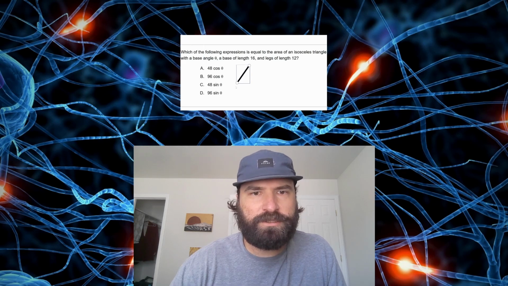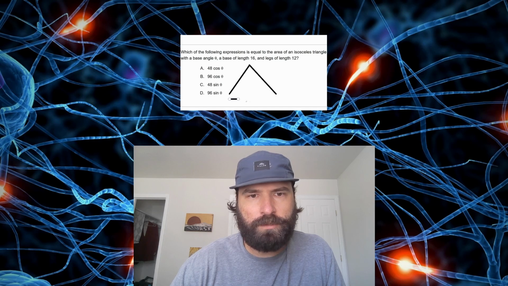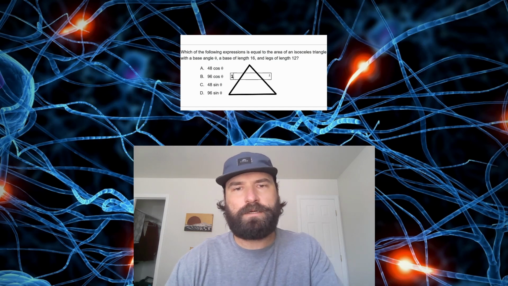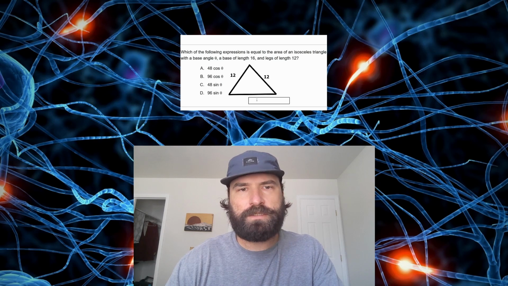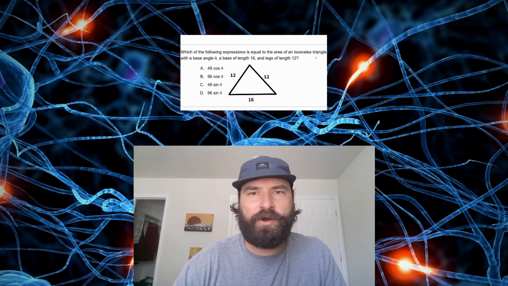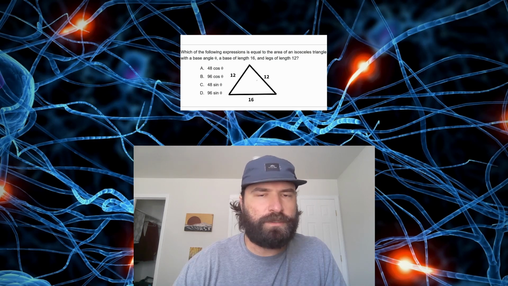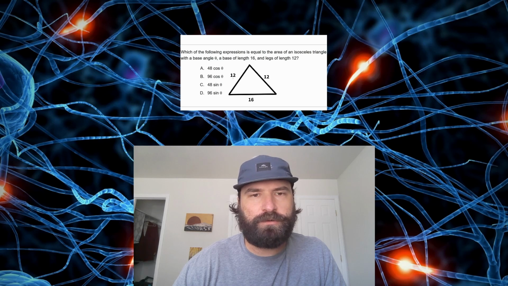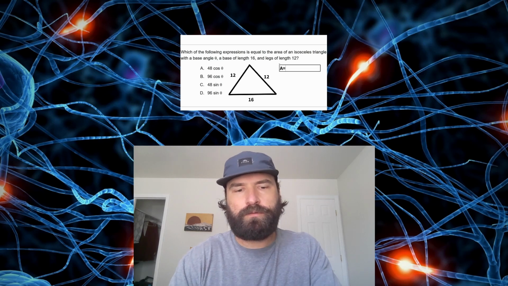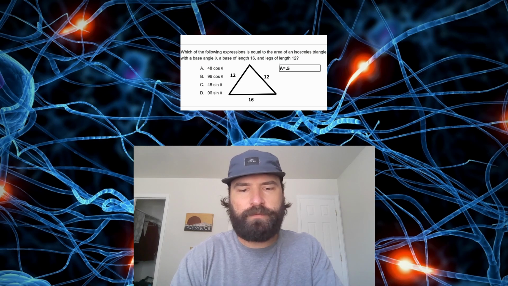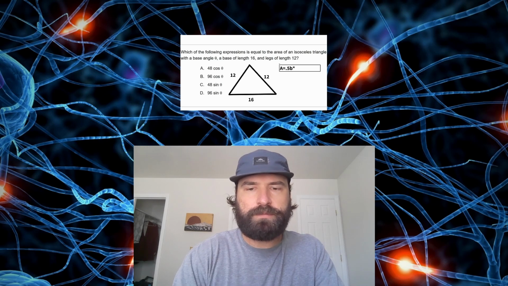We've got an isosceles triangle, which means a triangle with two equal side lengths. And we're going to have a base down here. So each of our legs are 12, and our base is 16. They're asking about the area of the isosceles triangle. So area of a triangle, you're going to use 1/2 base times height. So A equals 0.5 B times H.